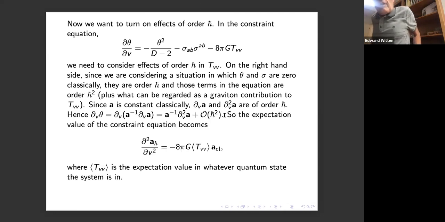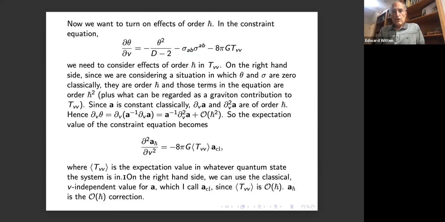So the expectation value of the constraint equation simplifies. We can drop these two terms. We get minus 8 pi G times the expectation value of T_VV times the classical value of A, where T_VV is the expectation value in whatever quantum state the system is in. On the right-hand side, we can use the classical V-independent value of A, which I called A classical, since T_VV is of order h bar. So A_h bar is the order h bar correction to A. So we've gotten a simple equation for the back reaction at order h bar.